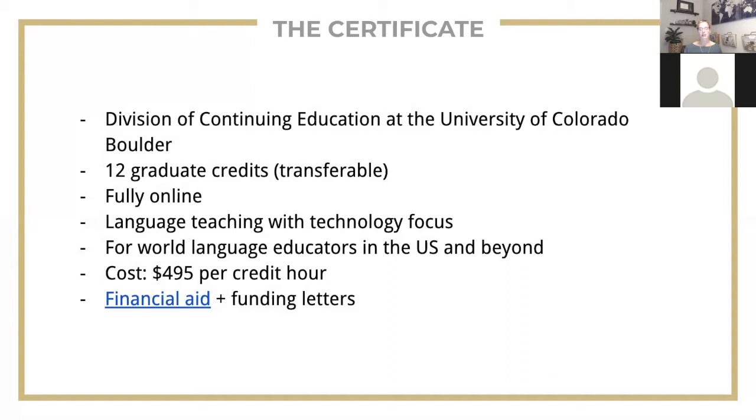So I already mentioned that we're out of CU Boulder. It's a 12 credit program. And I wrote here transferable. And what that means is that these are actual graduate credits that you can potentially transfer to a degree. And usually it is the receiving institution, the receiving degree, that decides whether or not to accept those credits. And so you would have to ask them, for example, whether they would be willing to transfer your credits towards a master's program. This is what a lot of students have done in the past.